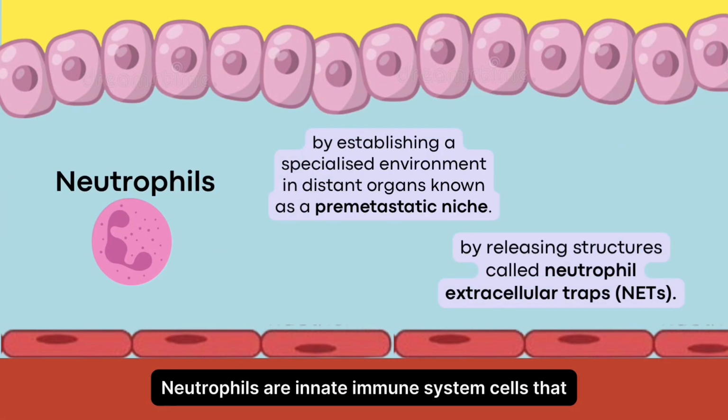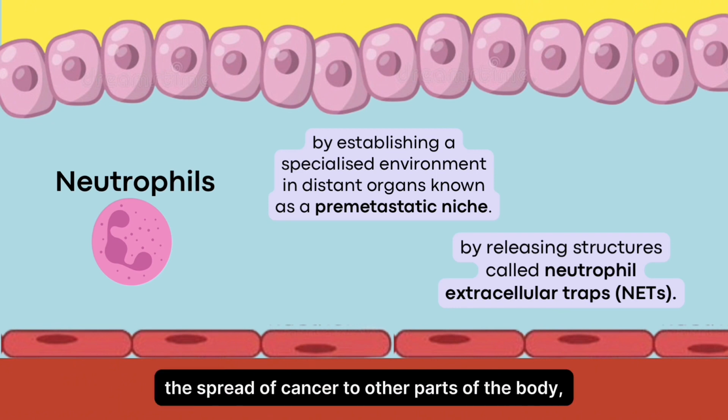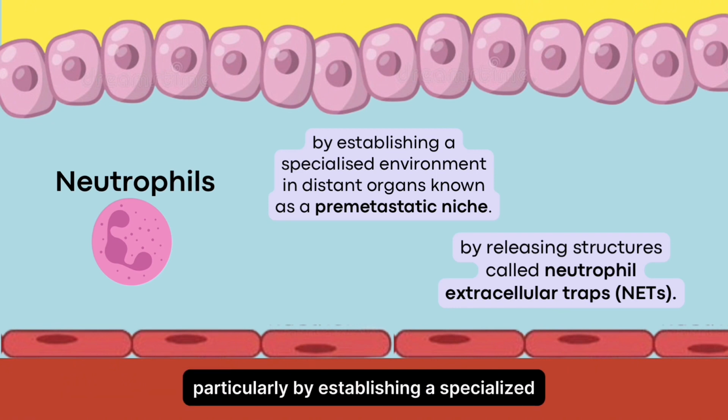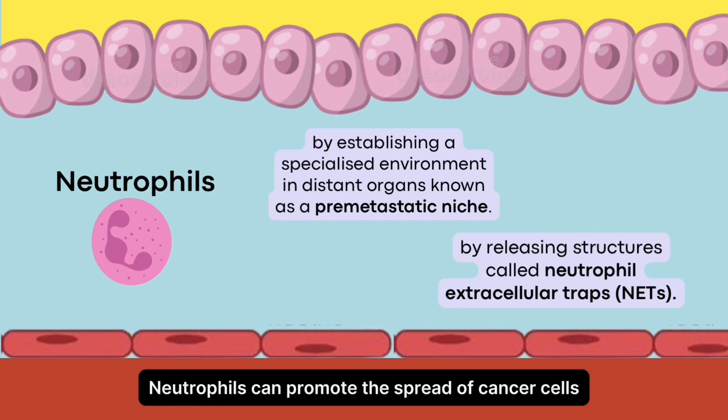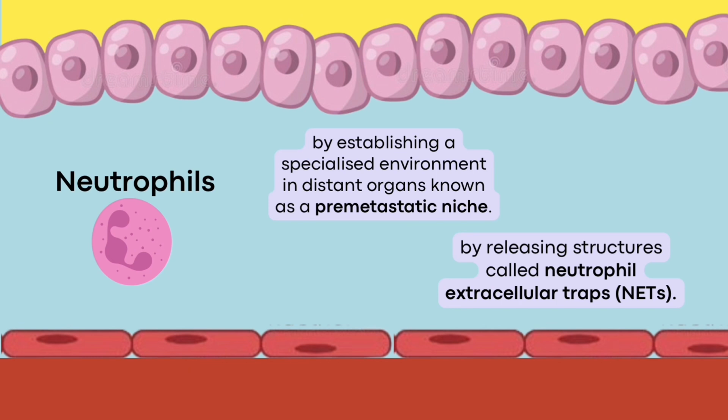Neutrophils are innate immune system cells that are found in large numbers inside the growing tumor. Neutrophils can indeed facilitate the spread of cancer to other parts of the body, particularly by establishing a specialized environment in distant organs known as a pre-metastatic niche. Neutrophils can promote the spread of cancer cells by releasing structures called neutrophil extracellular traps, nets.